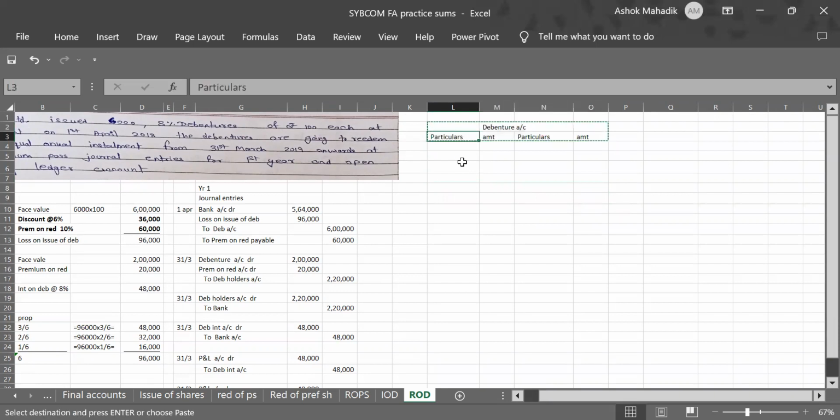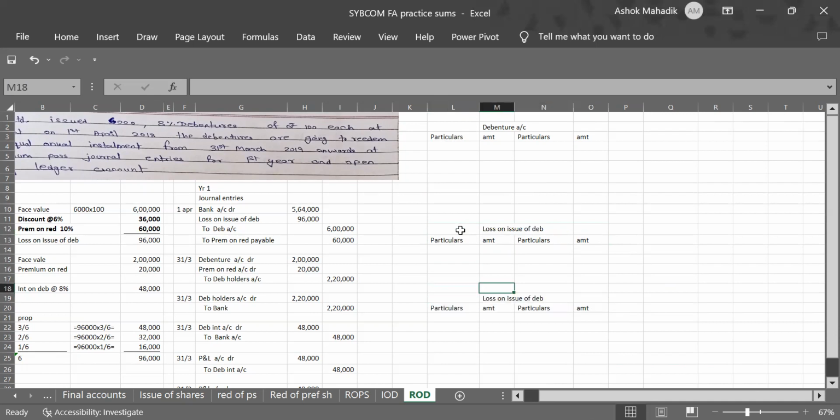Same way I'll make a couple more accounts. I'll take the loss on issue of debentures account. Any other account you want me to prepare? Bank is not required, but premium on redemption may be required. Sure, I'll make that account also. Premium on redemption.